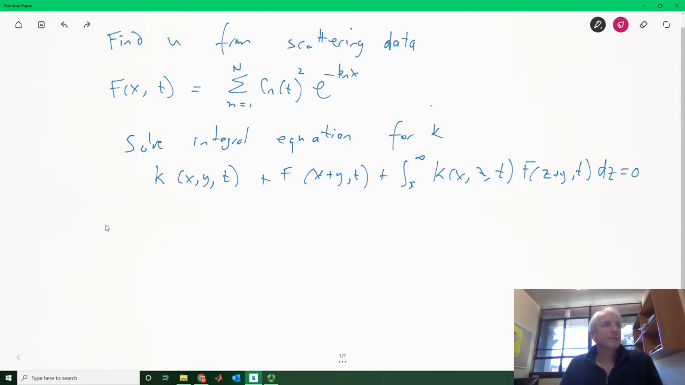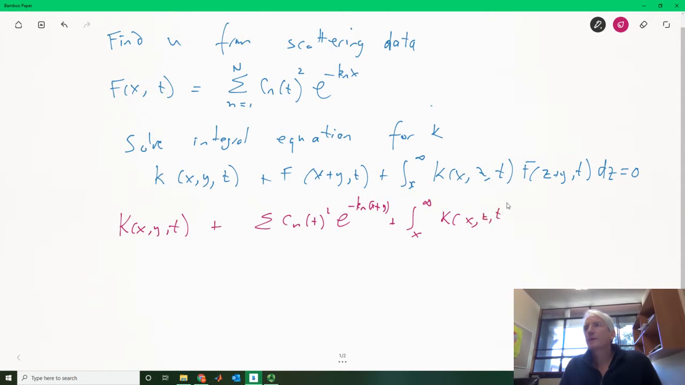And what happens when we do that is we end up with K of x, y and t, plus our function, which is the sum of c_n of t squared e to the minus k_n (x plus y), plus the integral from x to infinity of K of x, z, t times the sum of c_n of t squared e to the minus k_n (y plus z) dz.